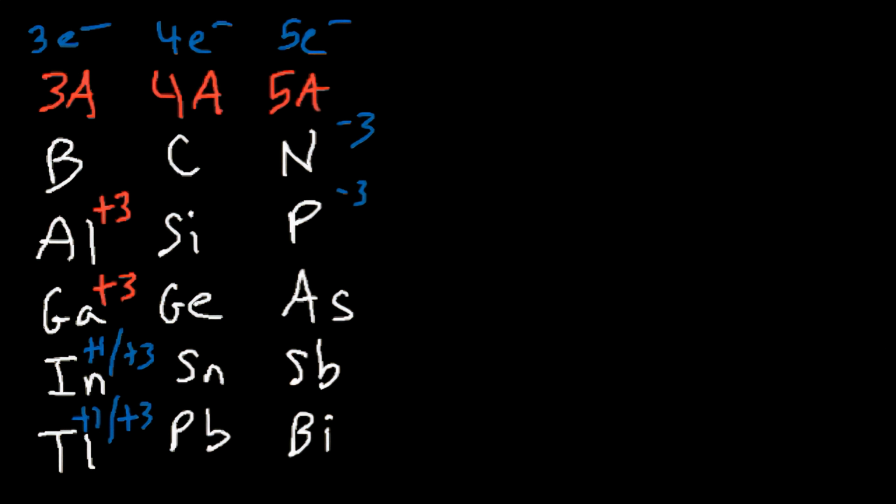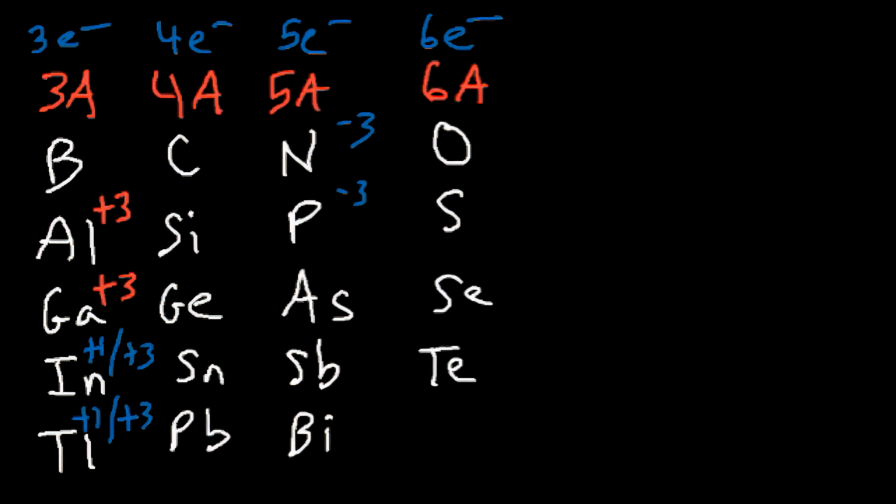The next group, group 6A or group 16. These elements have 6 valence electrons, and they like to form ions with a -2 charge. Negatively charged ions are known as anions. So we have oxygen, sulfur, selenium, tellurium, and polonium. These are known as the chalcogens.